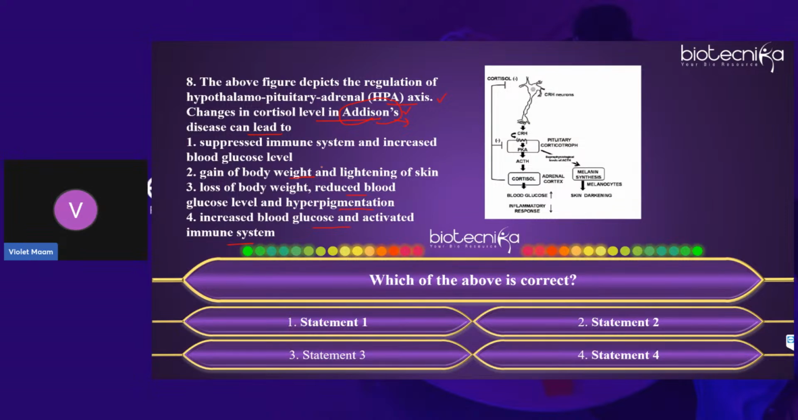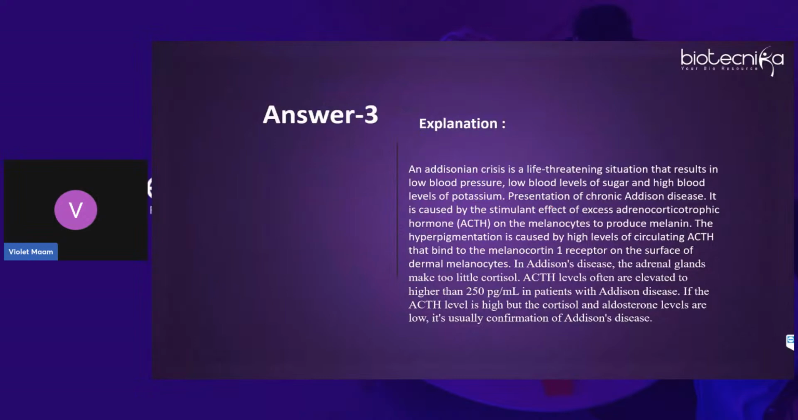Okay, let's see this question. The first thing that you need to know over here is what happens in Addison's disease. In Addison's disease, remember, adrenal glands will make very little cortisol. So even though ACTH is present, cortisol level will be less, even if ACTH is high. ACTH levels are often elevated to higher than 250 picogram per ml in patients with Addison's. Means ACTH is high, but the cortisol and aldosterone levels are low. So in that case, you can confirm that it is Addison's disease.